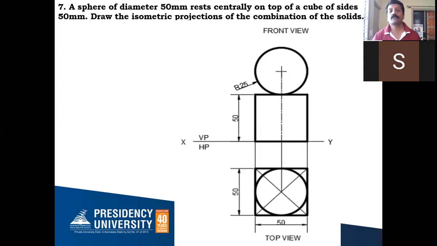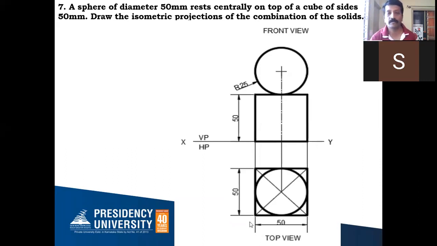So here also, before proceeding to the actual isometric projection, we need to draw the top view, preferably the top view as well as the front view of this combination. So assume that you have placed a cube. Above that, the sphere also you have placed. So if you see this combination of the solid from the top side, your cube will look like a square, correct? And your sphere will look like a circle. So that is what I have written here.